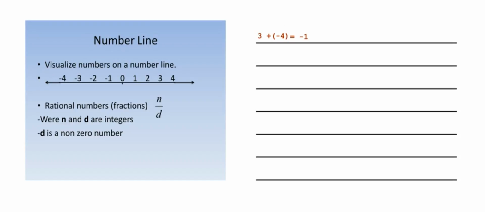Okay, but let's visualize this on the number line. Sometimes it's helpful to be able to see what we just did on a number line, depending on the case. So we start at 3, and according to this, we're going to add negative 4. In other words, we're going to go back 4.